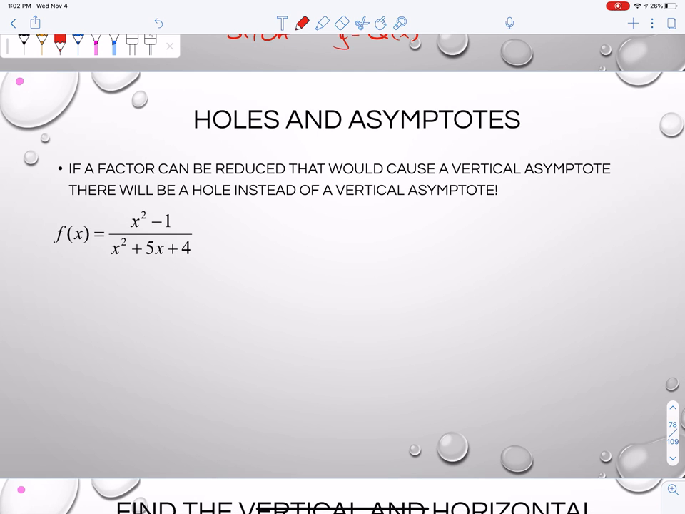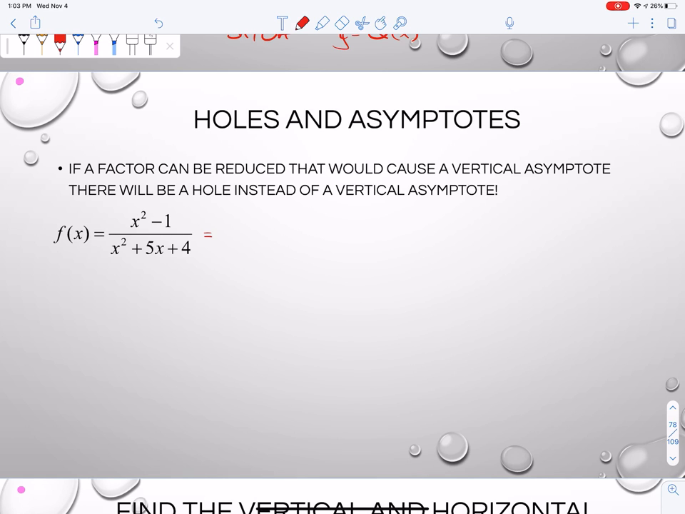So, holes in asymptotes. I mentioned earlier that we could also get a hole in the graph. A factor can be reduced that would normally cause a vertical asymptote. So if when I factor my function, there is some factor that I'm going to cancel out, I still have to account for the fact that it was there and that it caused the division by 0 issue. But when it cancels out, it no longer causes a vertical asymptote. Instead, it's going to cause a hole. So my example here is this.